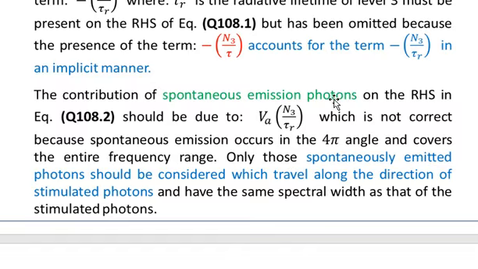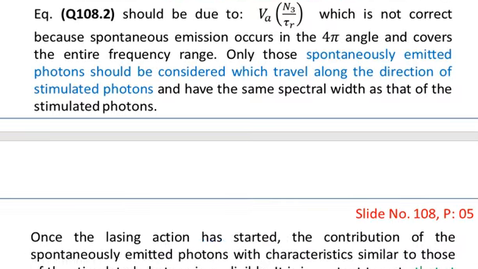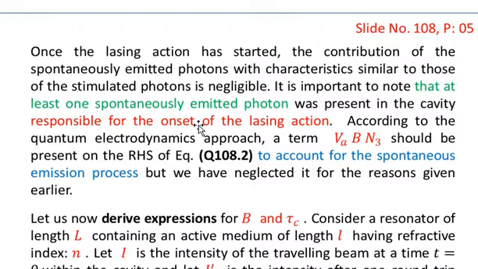lasing action starts, this term becomes insignificant. And moreover, this term is incorrect because the spontaneous emission occurs in a 4 pi angle and covers the entire frequency range. So due to that, the inclusion of this term is not appropriate. Once the lasing action has started, the contribution of the spontaneously emitted photons with characteristics similar to those of the stimulated photons is negligible.